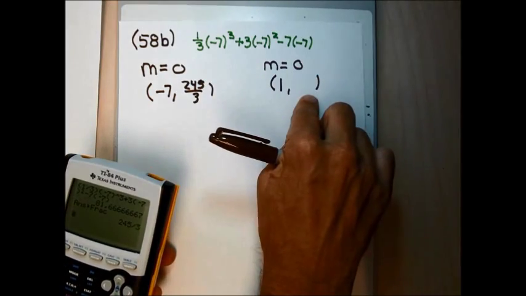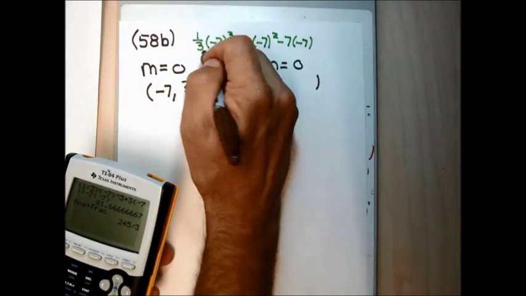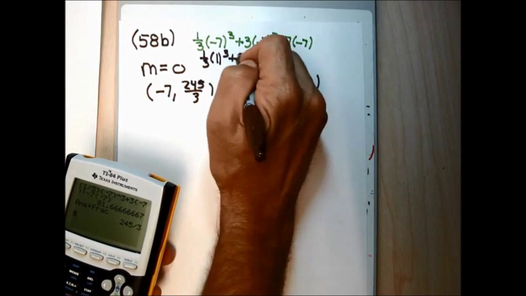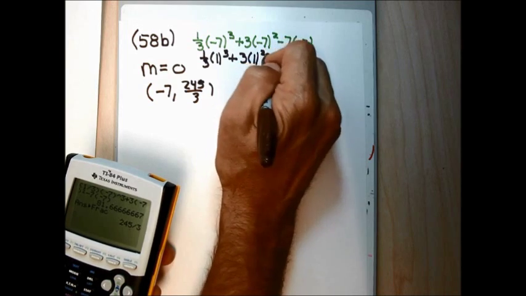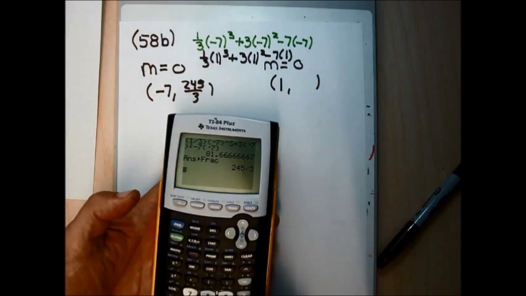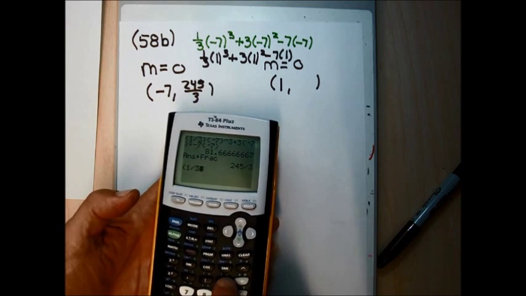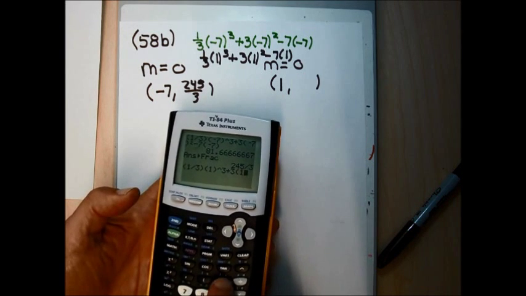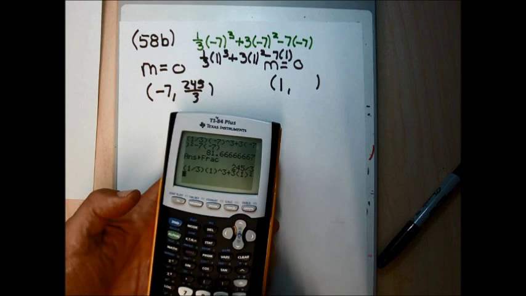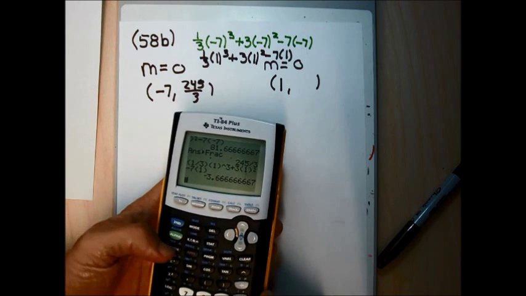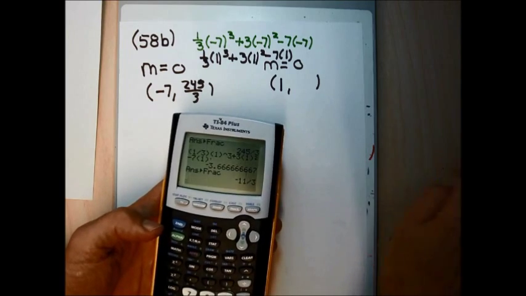To get the y coordinate of this point, I'm going to go 1/3 times 1 cubed plus 3 times 1 squared minus 7 times 1. Let me go ahead and do that real quickly. So 1 divided by 3 times 1 in parentheses cubed plus 3 times 1 squared minus 7 parentheses 1, and I get negative 11/3.